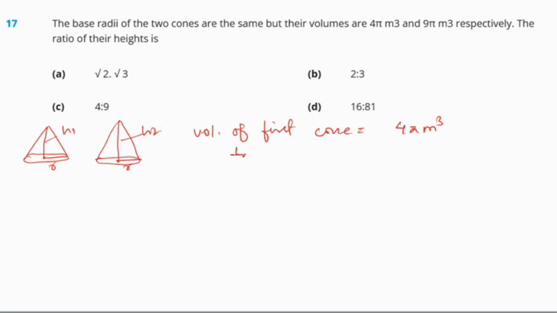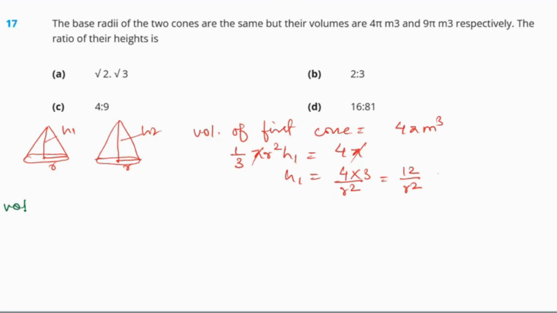And we know the formula for the volume of a cone is 1 by 3 pi r square h1, which equals 4 pi. If we solve it, the value of h1 we will be getting, pi gets cancelled out. So the value of h1 we will be getting is 4 by r square, and we need to multiply 4 also by 3. Correct? So when we multiply 4 by 3, we get 12. So 12 by r square. Okay, we are getting the value of h1.